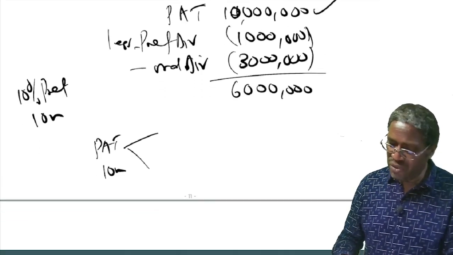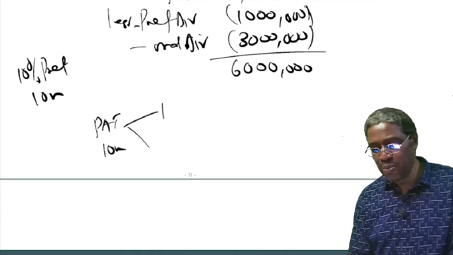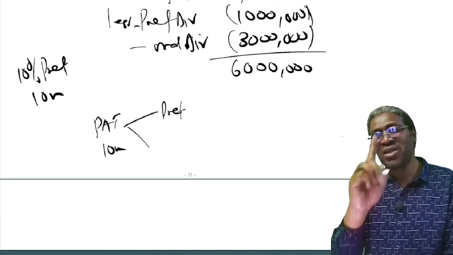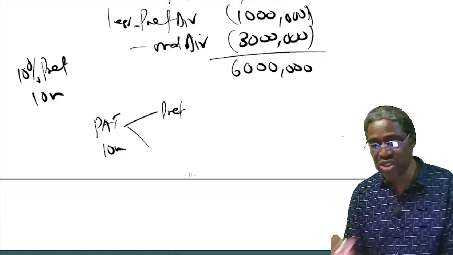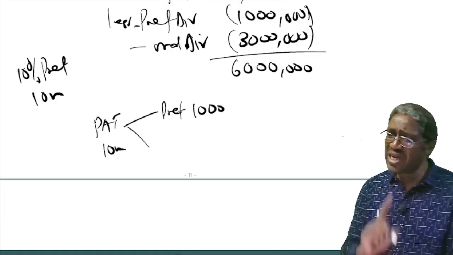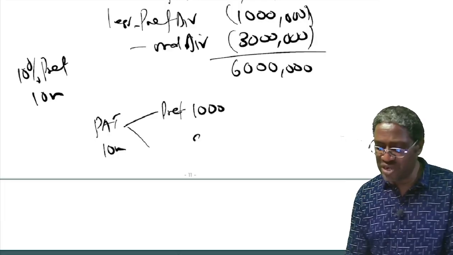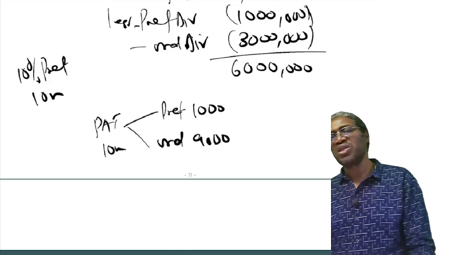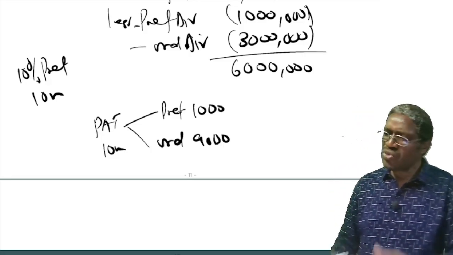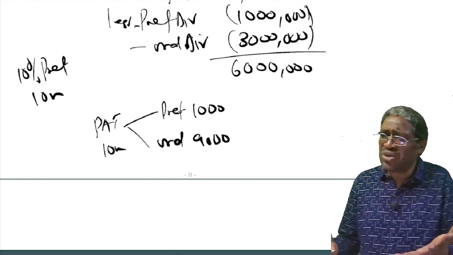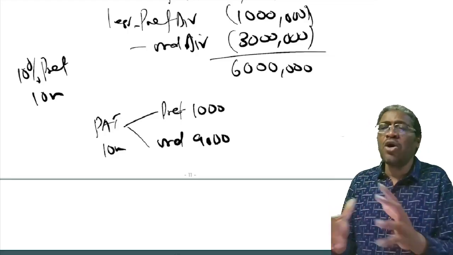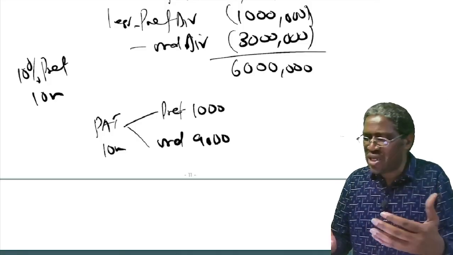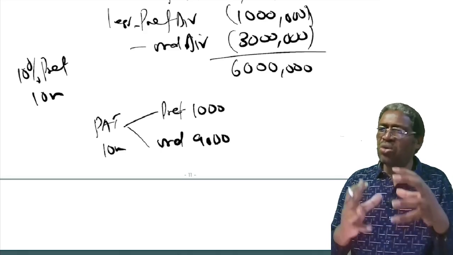So it means therefore, out of the 10 million, the profit that is attributable to the preference shareholders is 1 million. That leaves me with the balance of 9 million to be what is attributable to the ordinary shareholders. So whether your company has paid the ordinary shareholders everything of the 9 million as dividend, or the company has retained everything of the 9 million, it does not matter. That is what is attributable to them.